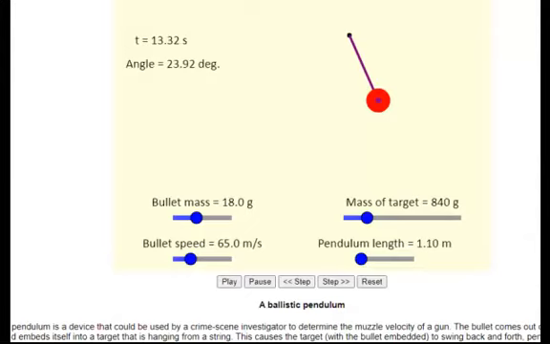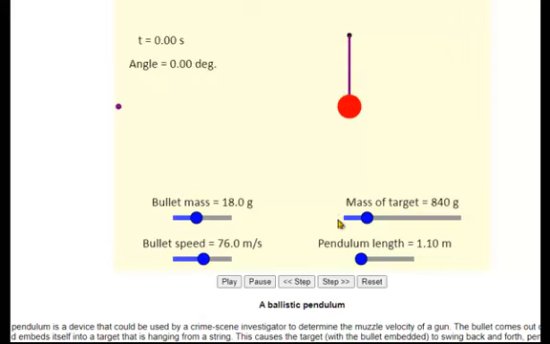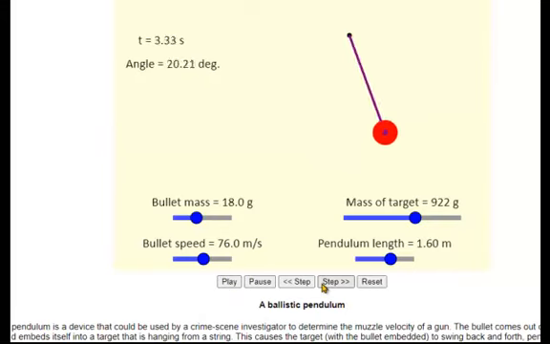All right, and third data set here, I'm going to leave the bullet mass at 18, change the bullet speed to, I'm going to try 76, there we go. And the mass of the target I'm going to do at 920. There we go, that's close enough. I'm going to round to 920. And then the pendulum length to 1.6 meters. There we go. Okay, hit the play button. And again, I have to figure out this angle measurement. So 20 degrees, 21. That's it, 21 degrees.